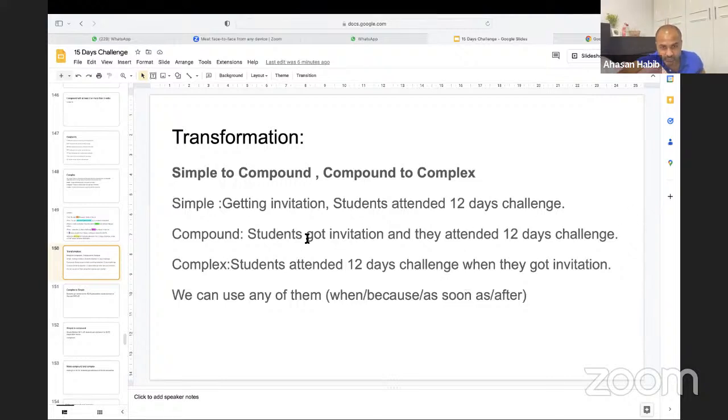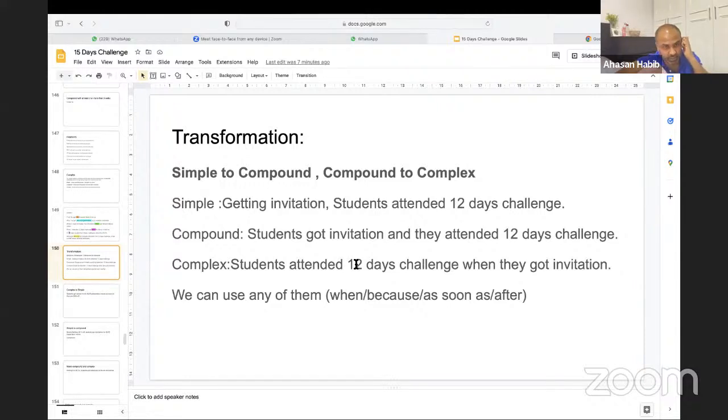So now the next one is students got invitation and they attended 12 days speaking challenge. So got is a verb, and we got and from fanboys. Attended, so 2 verbs here, got, attended, and we combine these 2 sentences using and from fanboys. So what kind of sentence is this? Type in the chat box. Very quickly type in the chat box. It's a compound. Okay, so compound sentence, we have said that there must be 2 or more than 2 verbs and there must be fanboys, right? So it's a compound sentence.